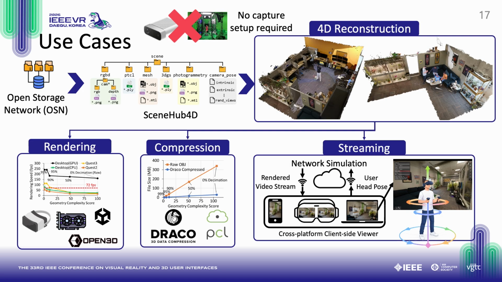Building on this, SceneHub4D enables practical system-level evaluations. It can be used to study key components such as rendering, compression, and streaming. Because the dataset is publicly available on the Open Storage Network, users can access it without requiring custom capture setups. This makes it possible to conduct reproducible and scalable experiments across different systems.